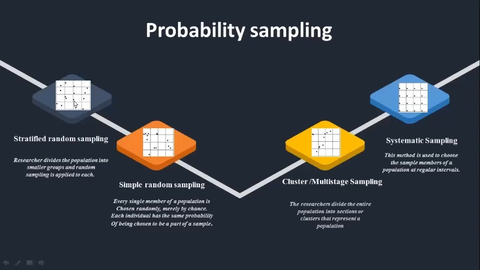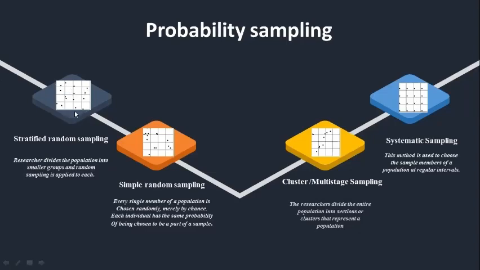So for example, in this particular square you see that two people have been selected, but over here none has been selected, because this is a random sampling. You just choose according to your will. So I will give you an example of this.